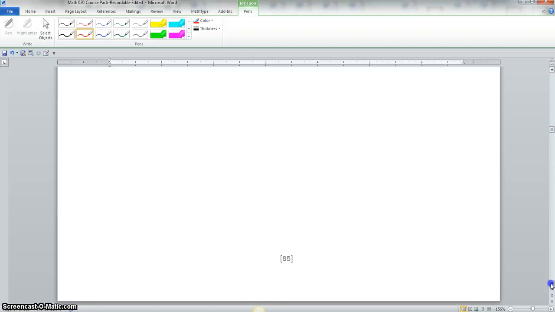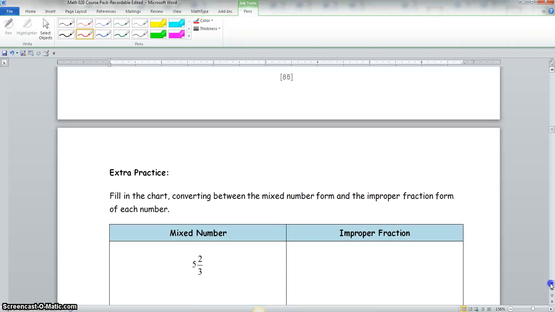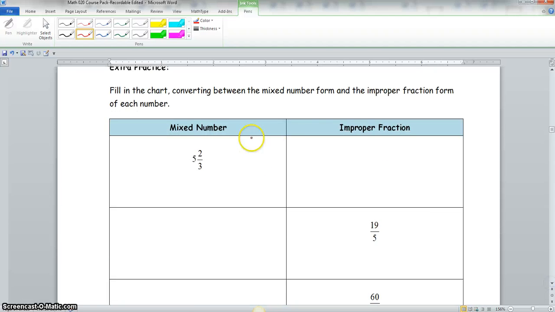Now, we scroll to the next page. Extra practice. It says fill in the chart, converting between the mixed number form and the improper fraction form of each number. So we know, first of all, our denominator would be 3 here. Our numerator would be 3 times 5 plus 2. Now we know 3 times 5 is 15 plus 2 over 3. 15 plus 2 is 17, all over 3.